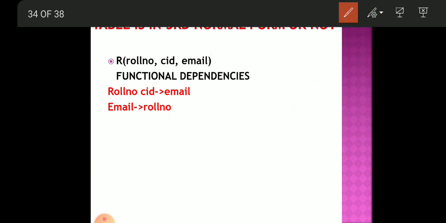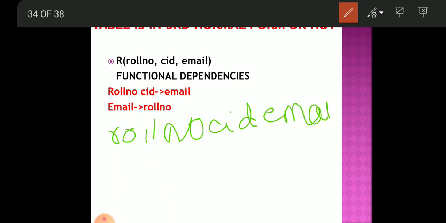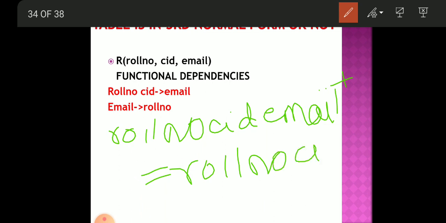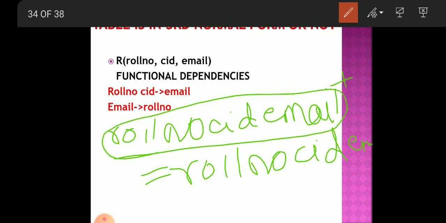First of all, we have to find the candidate key. To find the candidate key, we first consider all the attributes: roll number, CID and email. If we find the closure of these attributes, we get all the attributes, because according to reflexivity each attribute is in the closure. So this is definitely a super key.